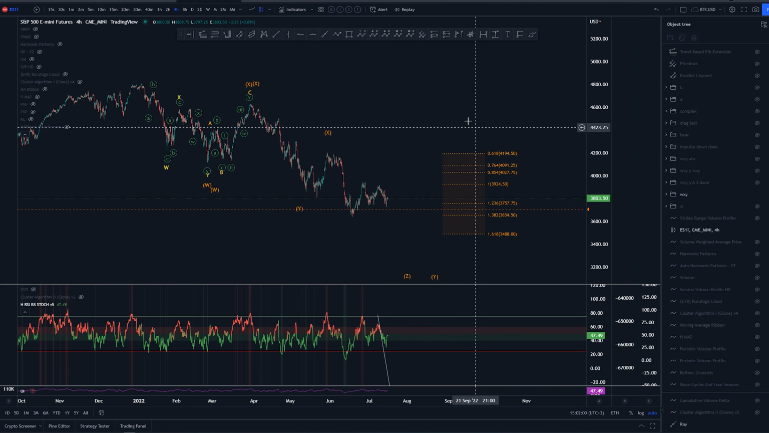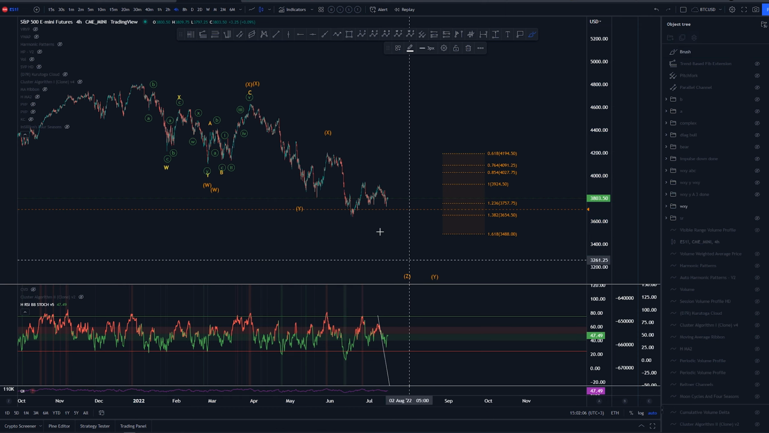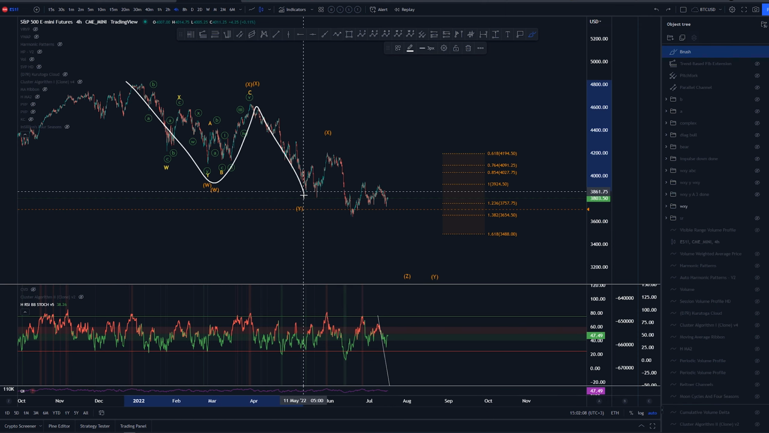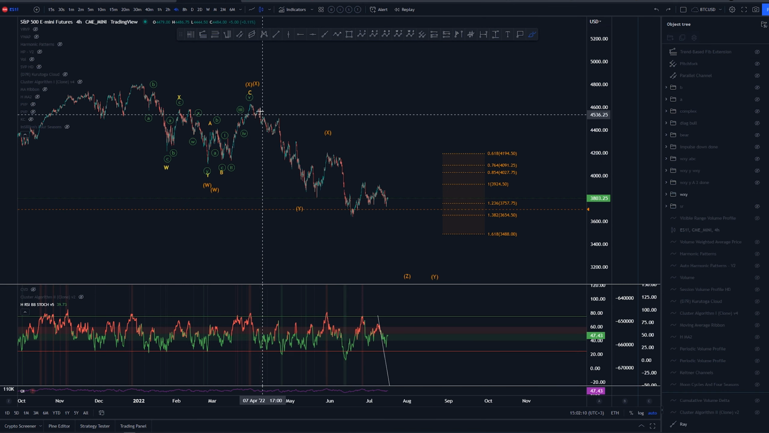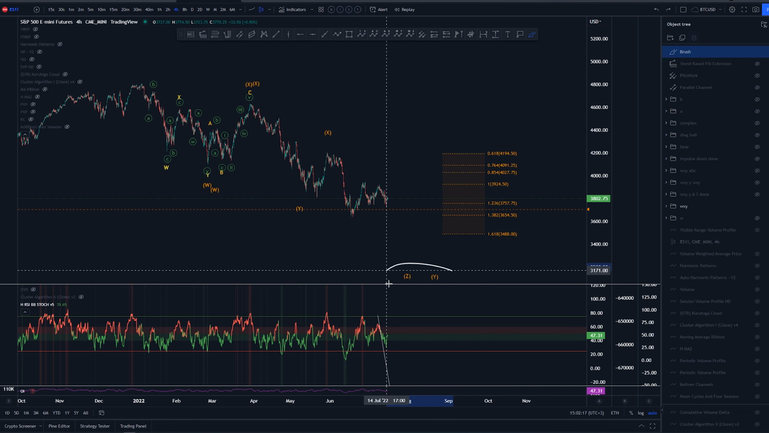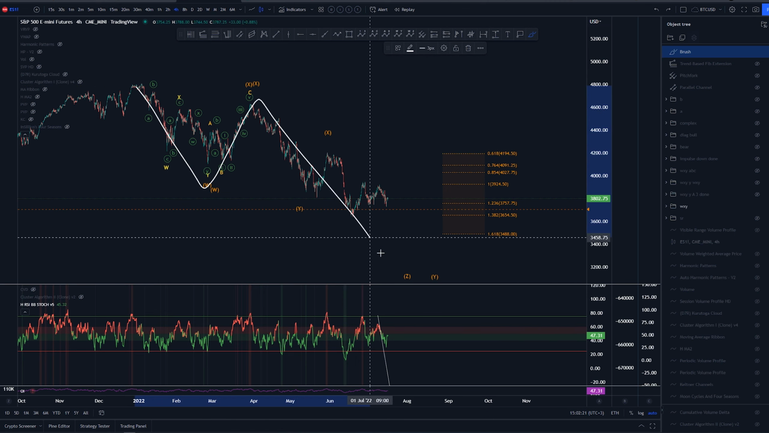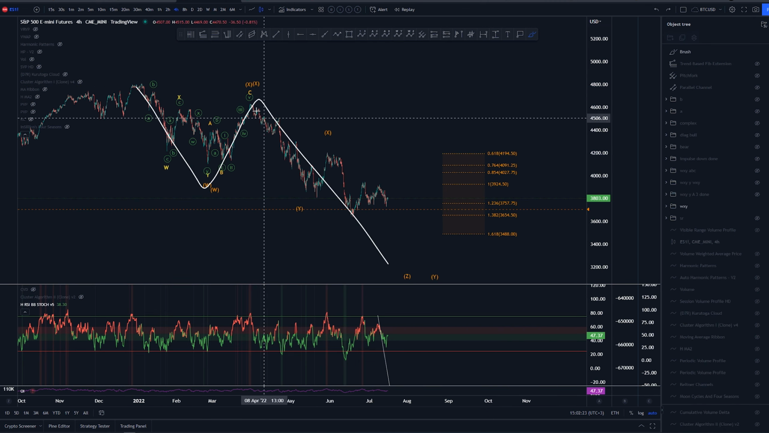Starting here on higher time frame, my main scenario is this one, in which we have this as a W, X and wave Y either here or W, X, Y, X, Z. Again, both these scenarios are expecting a three-way move here to create new lows. One scenario is just creating a bit larger wave Y here than the other one.